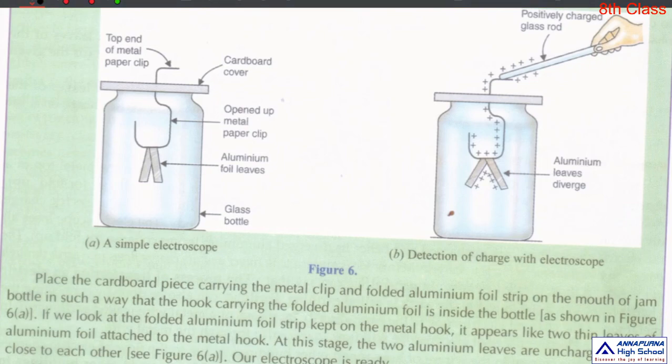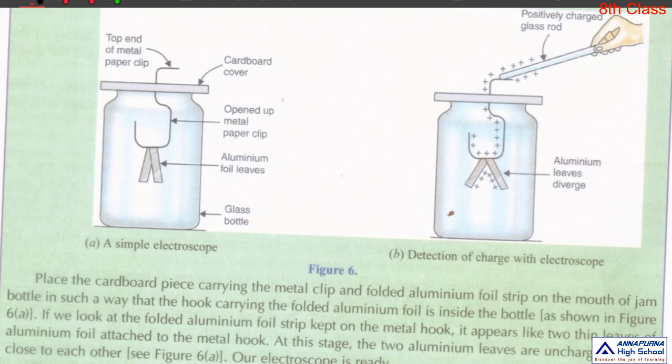These two open wide because whenever the glass rod is placed on the top of the metal clip, we know a glass rod conventionally acquires which charge? Positive charge. Then this positive charge is transferred from the metal clip to the aluminum foils. That means both these aluminum foils acquire the same charge, then they move away from each other. That's why they are diverged. Like that, the charge is transferred from one body to another body. By using this device, we can easily detect the presence of a charge.